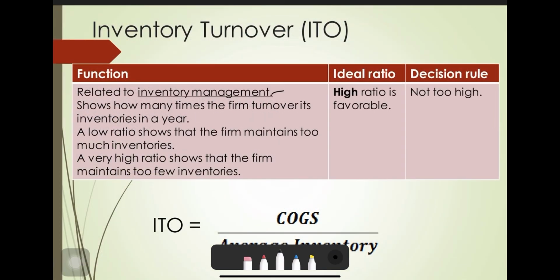Okay, next is inventory turnover. It's related to the inventory management, and it shows how many times the firm turns over its inventories in a year. So a low ratio shows that the firm maintains too much inventories, lambat jual, so that's why they have to maintain too much inventories. And then a very high ratio shows that the firm maintains too few inventories. Okay, so the ideal ratio is a high ratio, which is favorable. And the decision rule, but not too high.